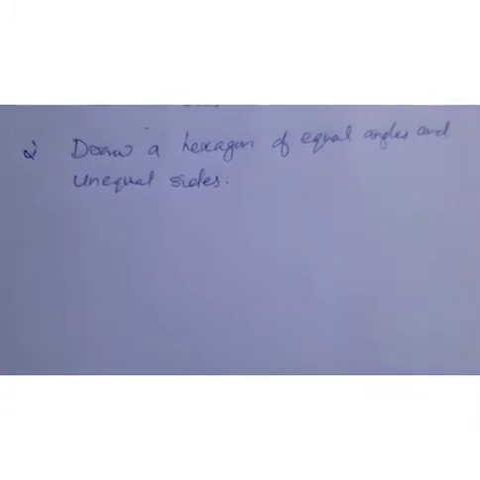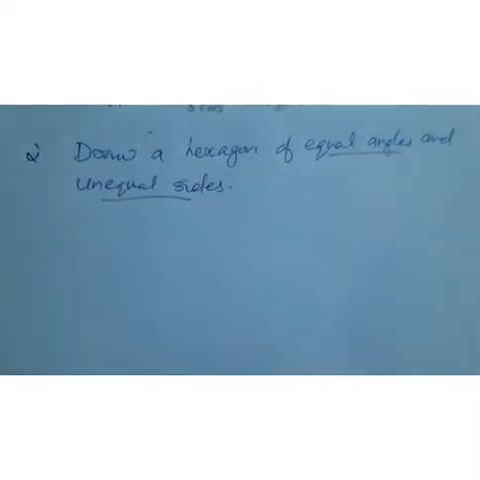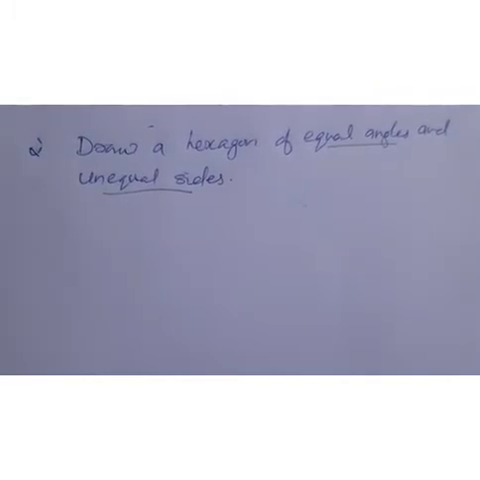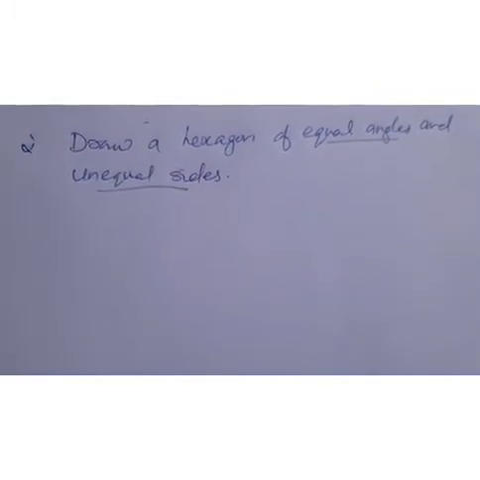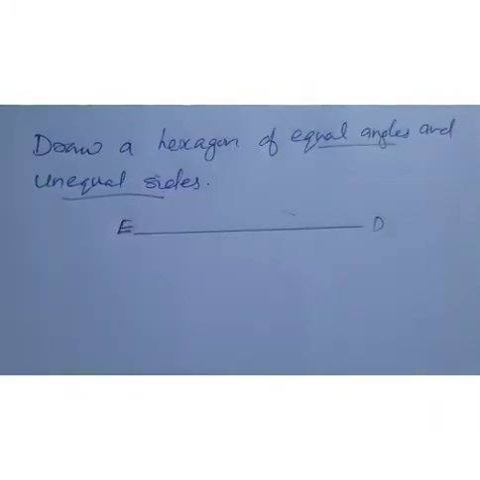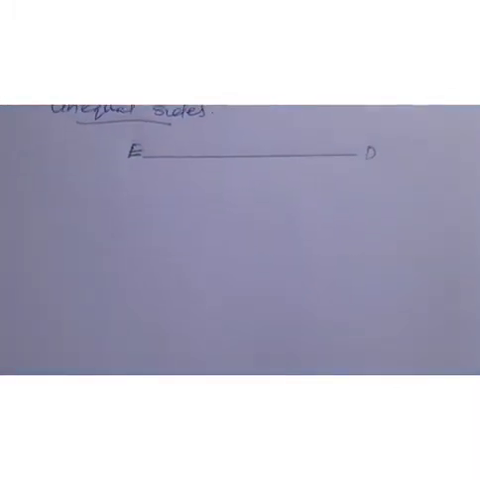Draw a hexagon of equal angles and unequal sides. The previous one we drew was equal sides and unequal angles, but here it is equal angles but unequal sides. For drawing this, first of all you have to draw two parallel lines on both sides. One is AB and one is ED. Both should be drawn parallel.